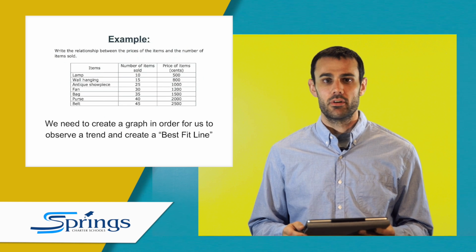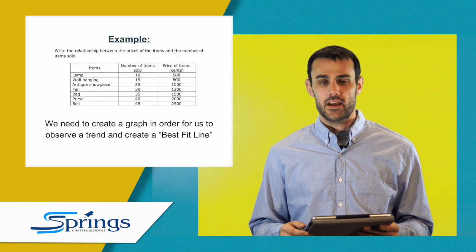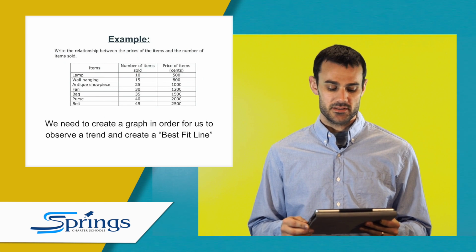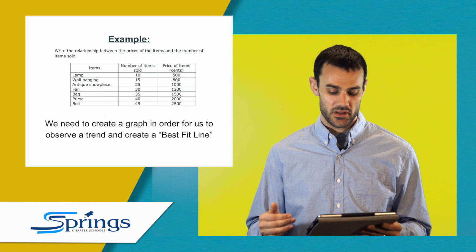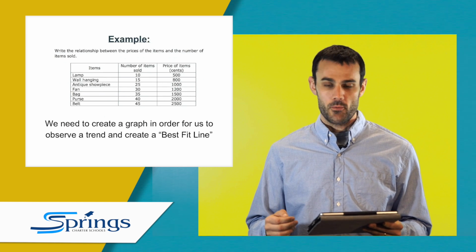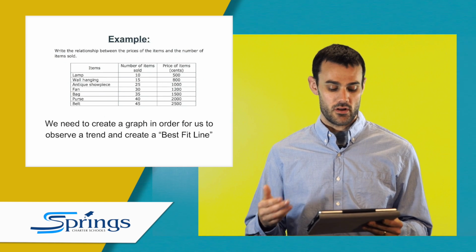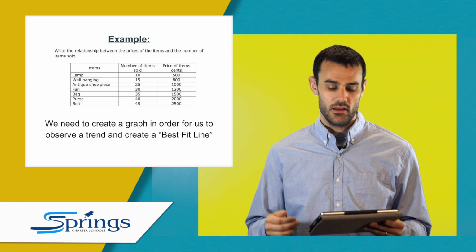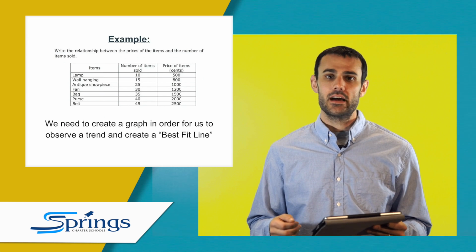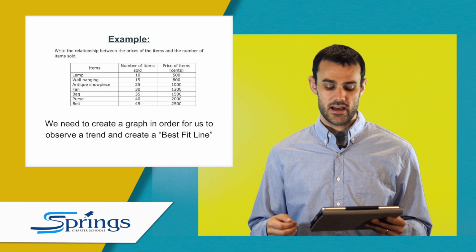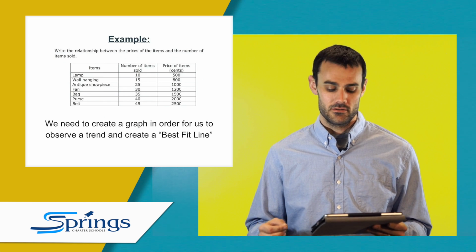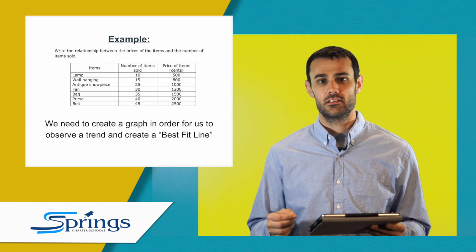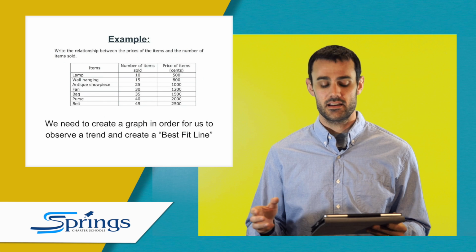So here's an example we're going to start with. We're looking to write a relationship between the prices of items and the number of items sold. We have a really nicely laid out data table for us. We have items on here called lamps, wall hangings, fans, bags, purses, etc. that the store happens to sell. In the middle of the chart, we have the number of items sold, and then the price of the items in terms of cents. That's a very good thing to pay close attention to: we're looking at cents, not dollars.